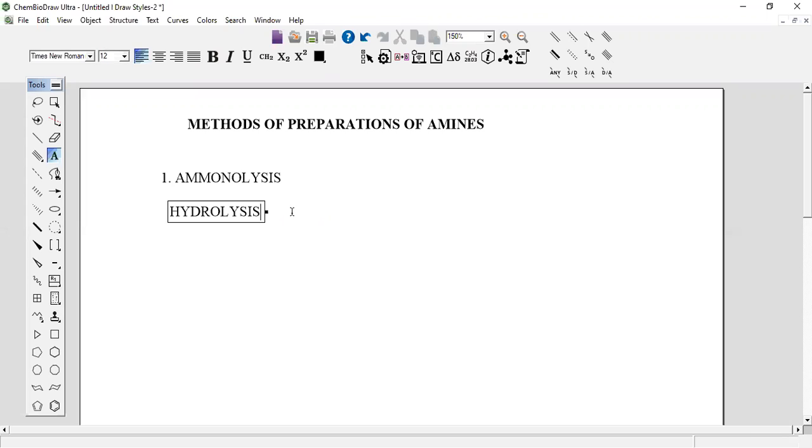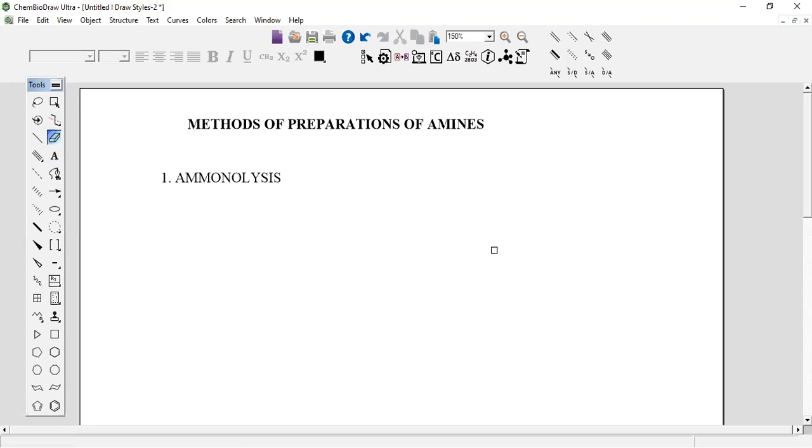Hydrolysis means reactions where a water molecule splits into H plus and OH minus. Simply, we can say that these are reactions where water is involved. The reaction of any compound with water is called hydrolysis. Similarly, what is ammonolysis?